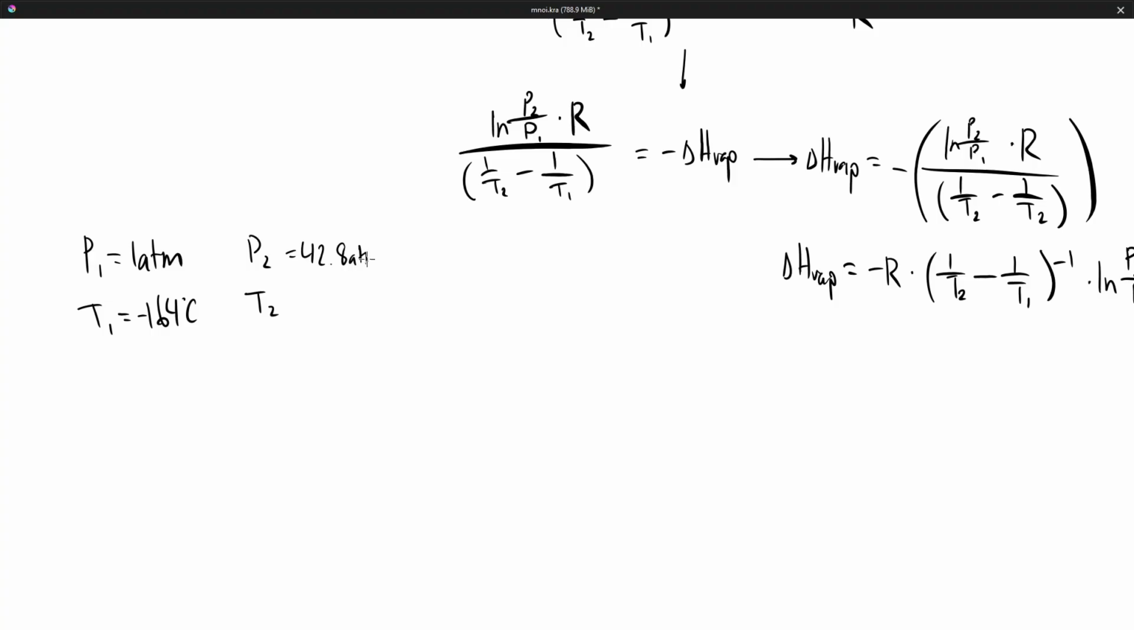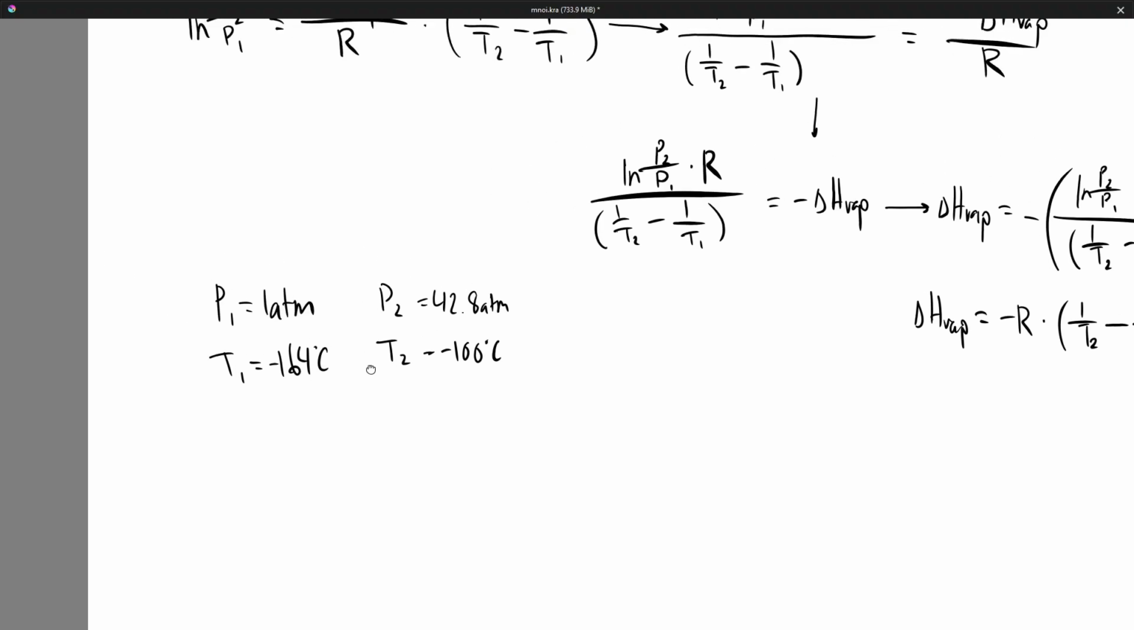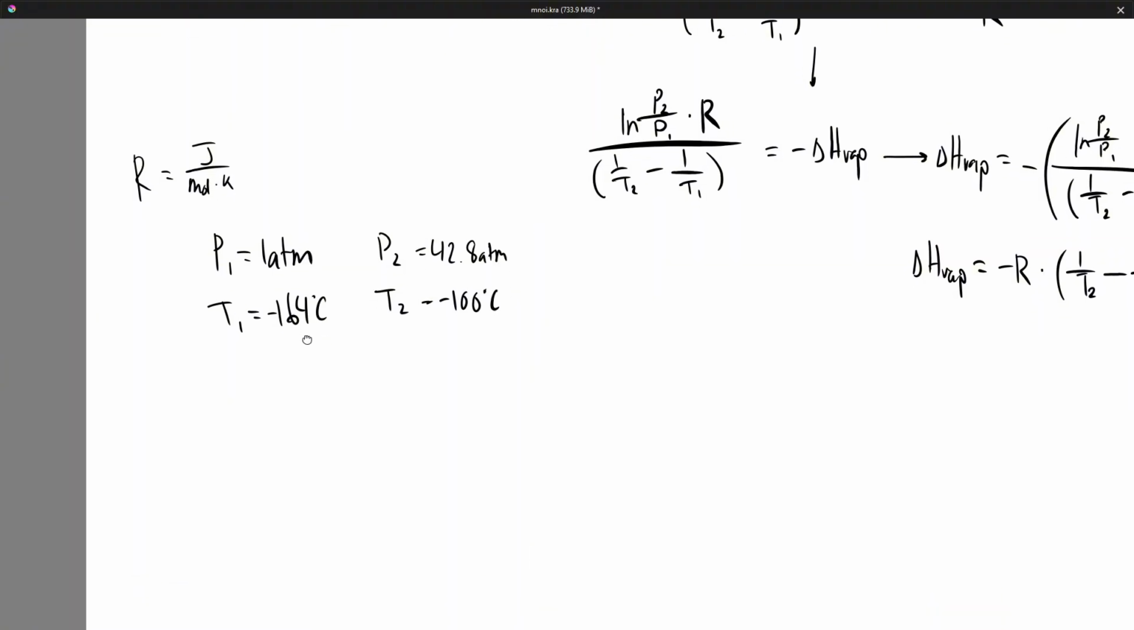42.8 atmospheres, negative 100 degrees Celsius. And now we convert each temperature into a temperature in Kelvin. Since the R value is in joules over moles times degrees Kelvin, we want the temperature unit to be the same for both. So we add 273 to both of these temperatures.